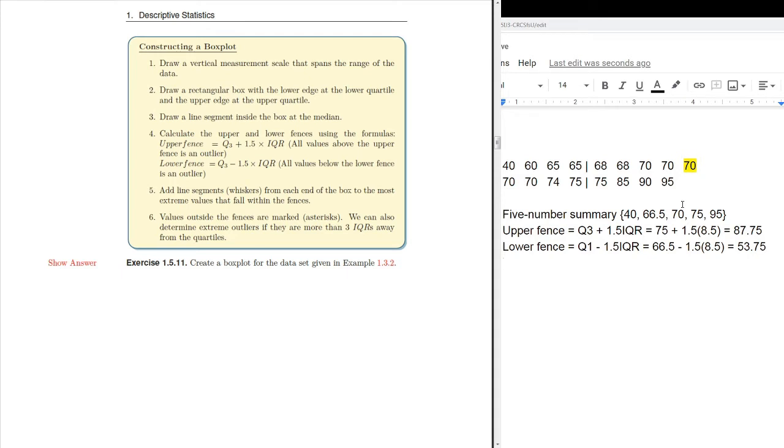So now, any values that are above the upper fence, so any values which are above 87.75, are outliers. So the upper fence is 87.75, and there are two values that are above the upper fence. So this means that the outliers are 90 and 95.